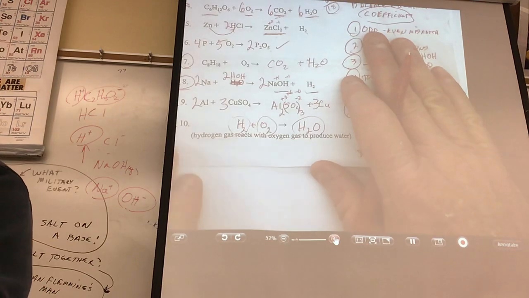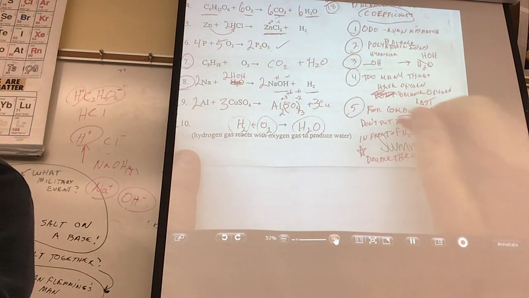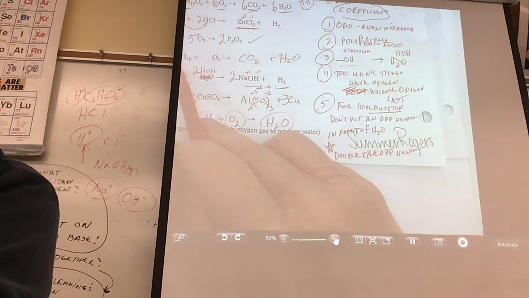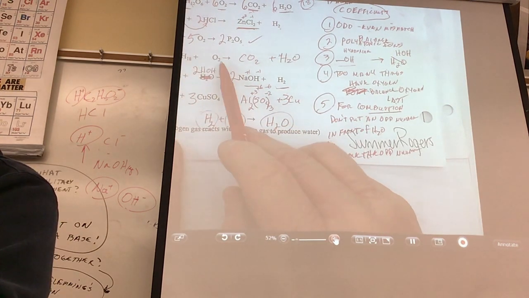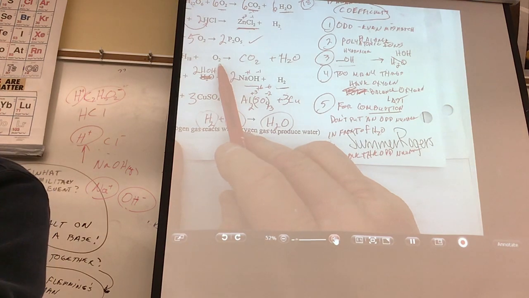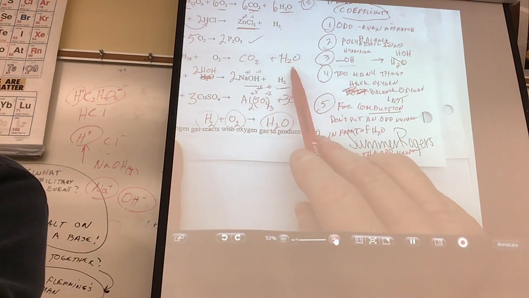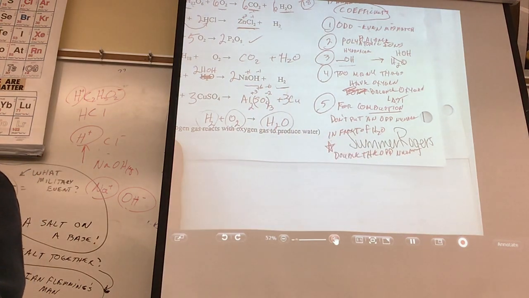Everybody ready? If it is a combustion reaction, how do you know it's combustion? We have carbon, hydrogen here. You're going to burn it. That means combine with oxygen. And what are the two products? Carbon dioxide and water. If you have all of that, you're a combustion reaction, right?